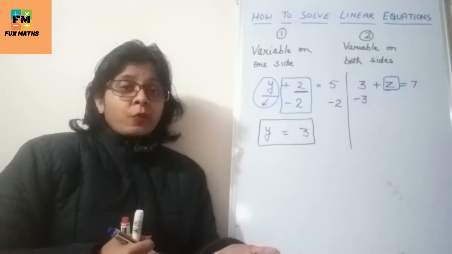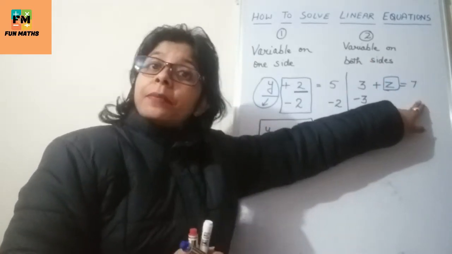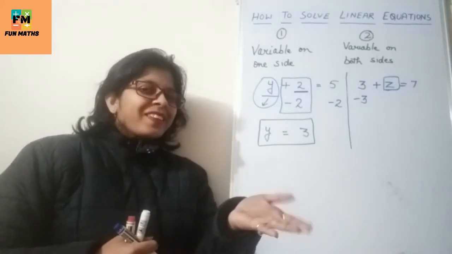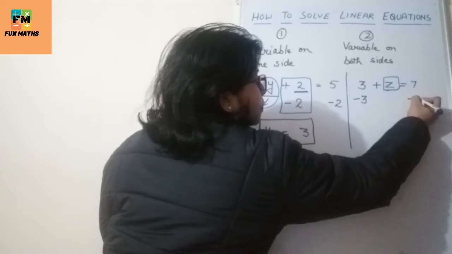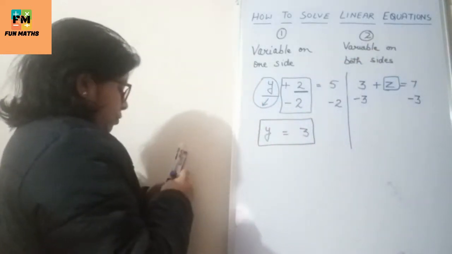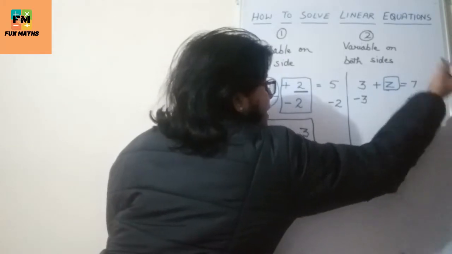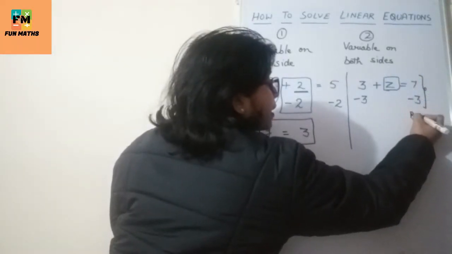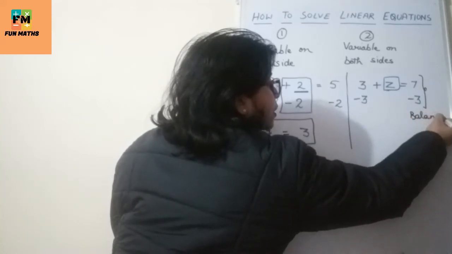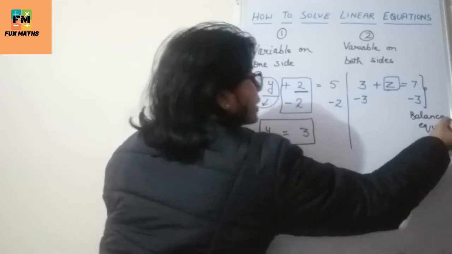How can we make our equation balanced? Definitely if we subtract the same number on the right hand side also, right? So here if we subtract, it would be minus 3 also, right? Now if we subtract the 3 on both the sides, why have we done this? The main aim is to balance the equation. That's why we have subtracted 3 on both the sides, right?